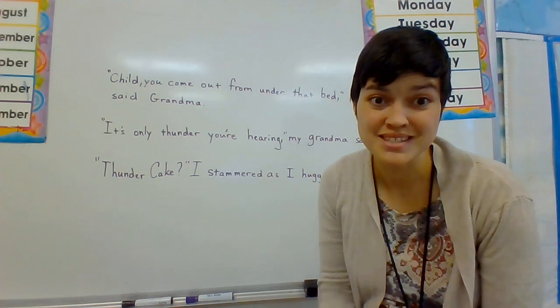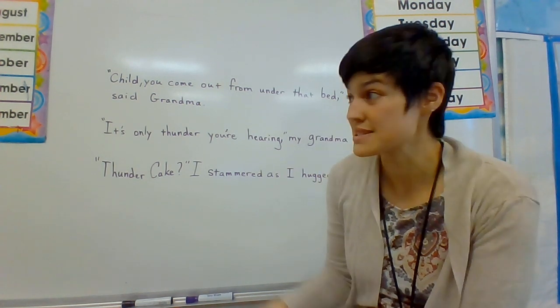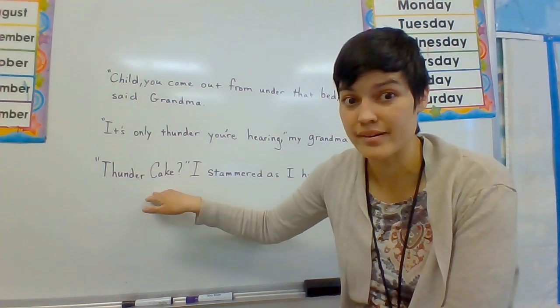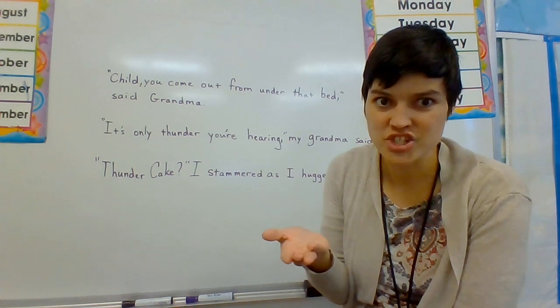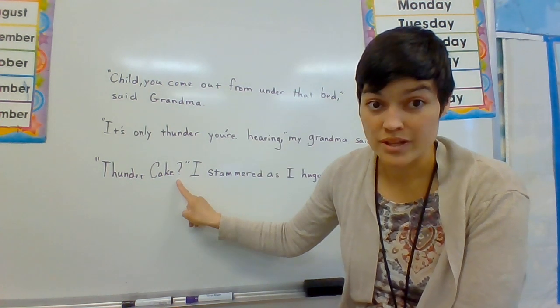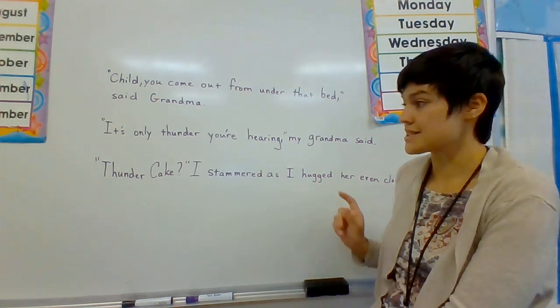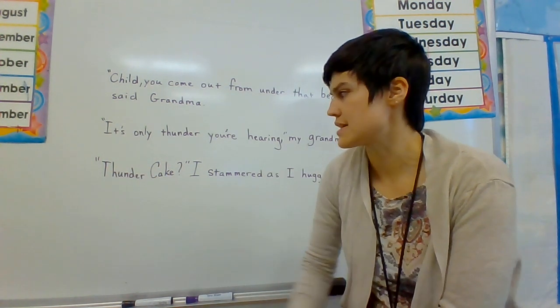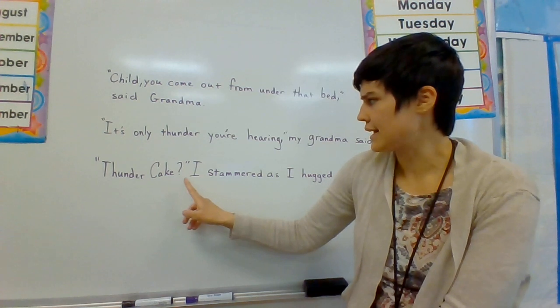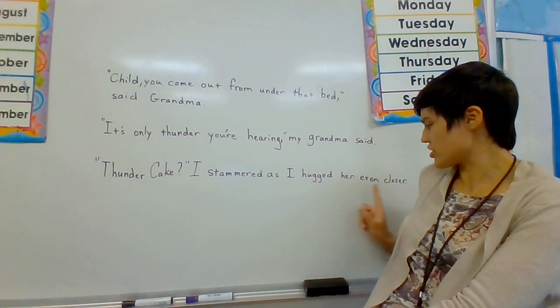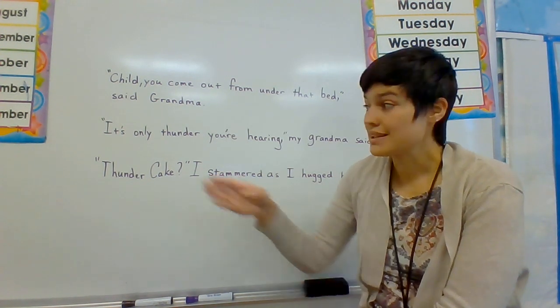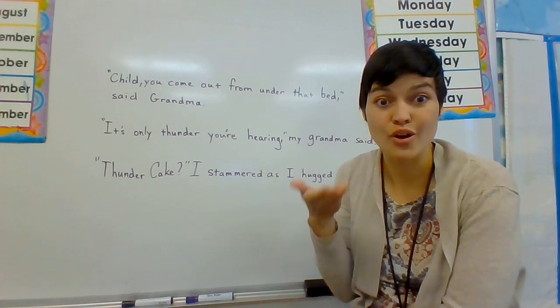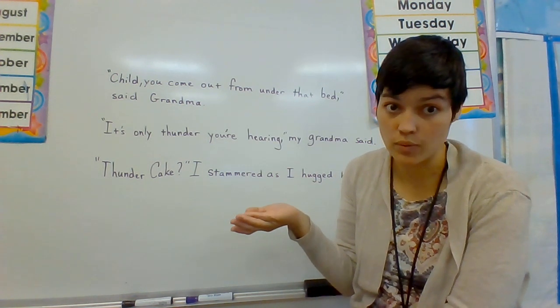Now questions are a little different. When your character voices a question, then you need your question mark before the rest of your sentence. So here's your quotation, what the character said. "Thunder cake?" I stammered as I hugged her even closer. You need a question mark there to show that she's actually asking a question.